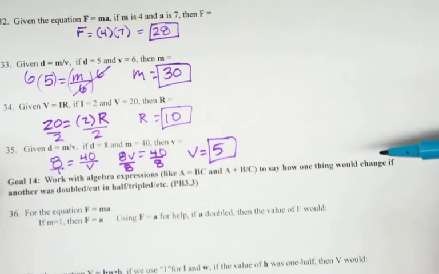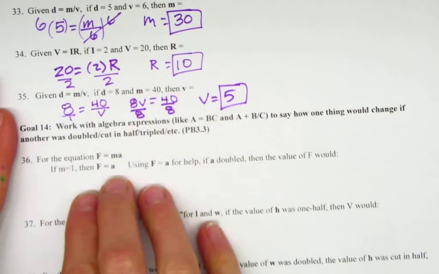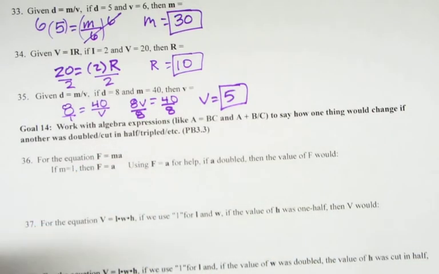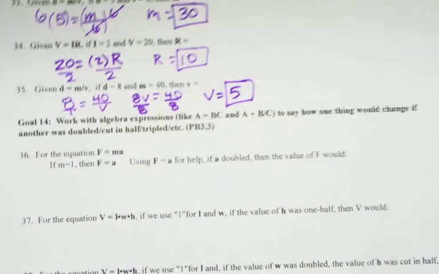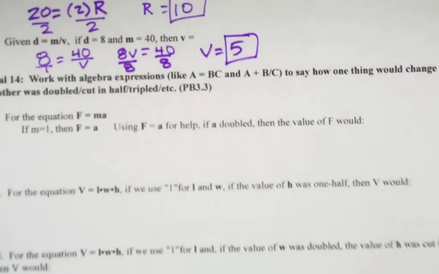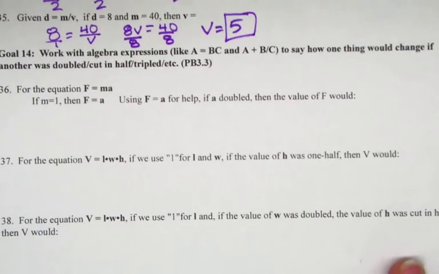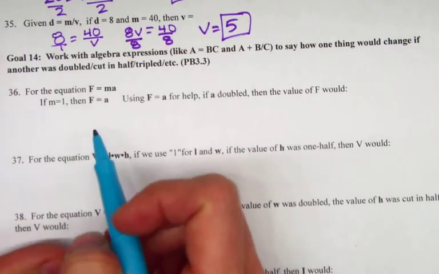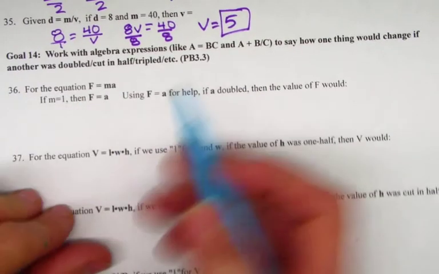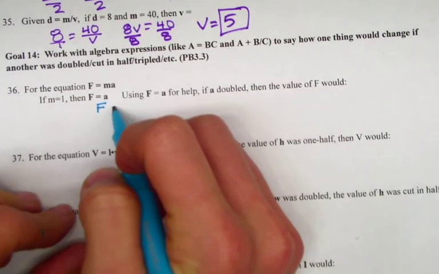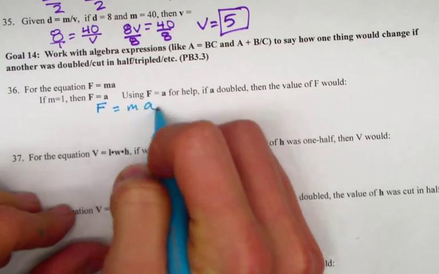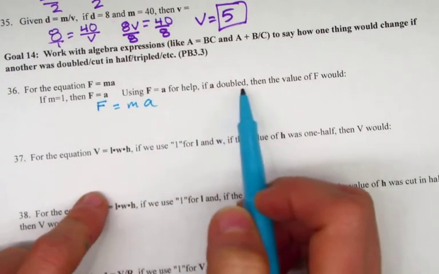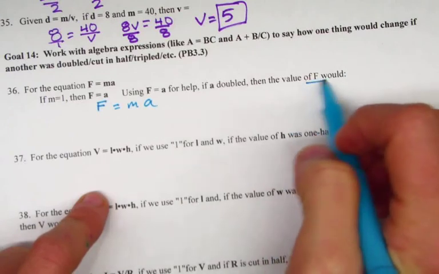So what we're trying to do is we have an equation and a situation, and we're going to create a new situation where something is doubling or something is halving, and then we're going to try to see what the new value will be when that happens. So for the equation F equals MA, we have some object. Now something happens, right, and A doubles. And then it wants to know what the new value of F would be.